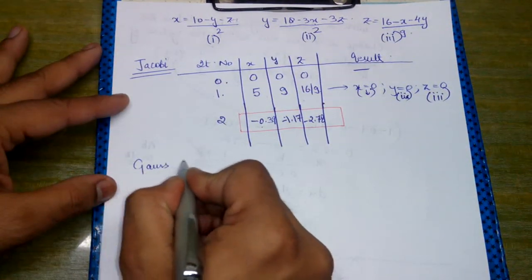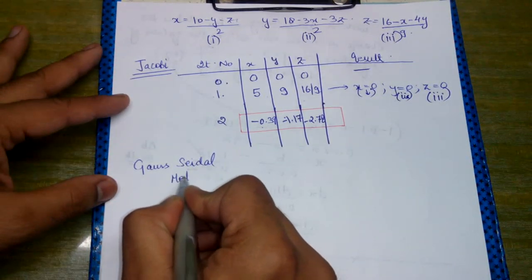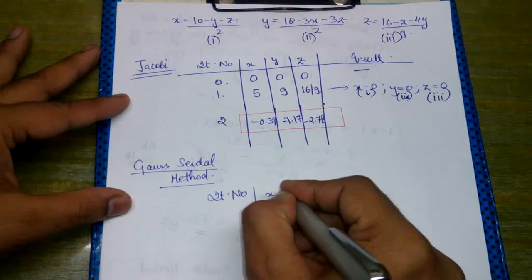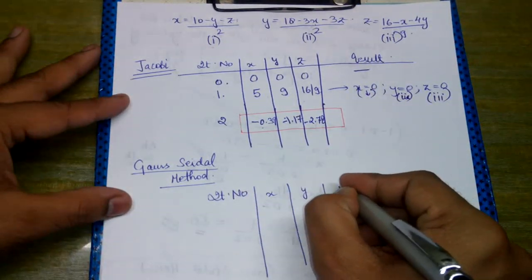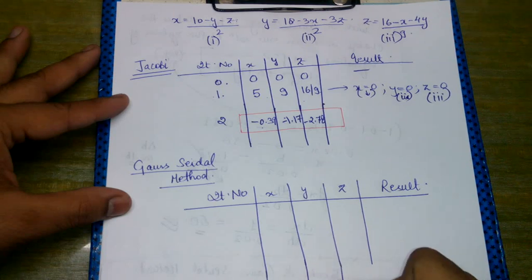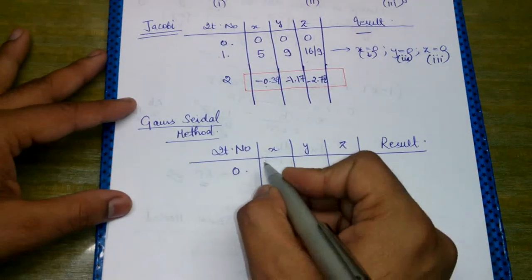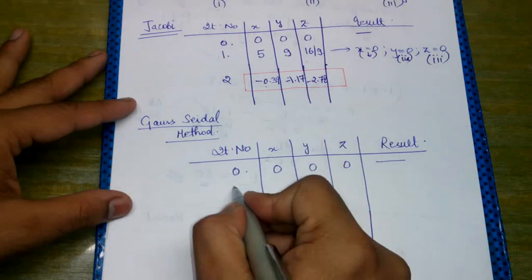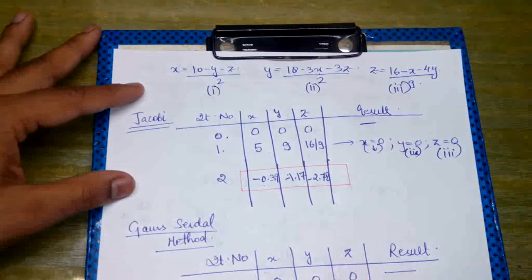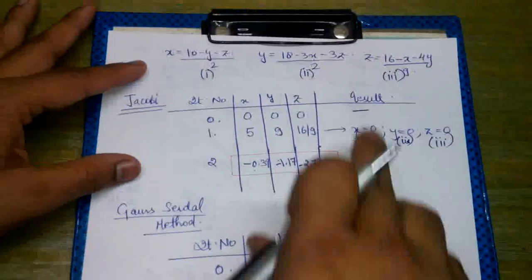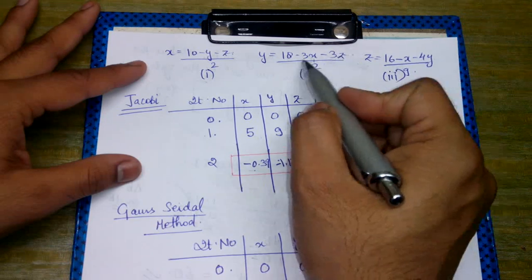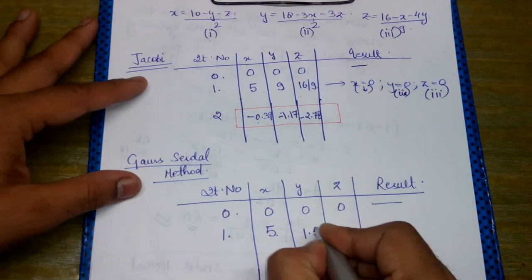Now we will solve it by the Gauss-Seidel method. Okay? Now this is the iteration number, value of x, value of y, value of z, and here we have the result. Okay, now for the zeroth iteration, 0 0 0, nothing happened. In the first iteration, in this equation we will keep y equal to 0 and z equal to 0, so the value of x will come out to be 5. Now in this equation the value of x will be kept as 5 and the value of z as 0. So when we solve, we will get y as 1.5.